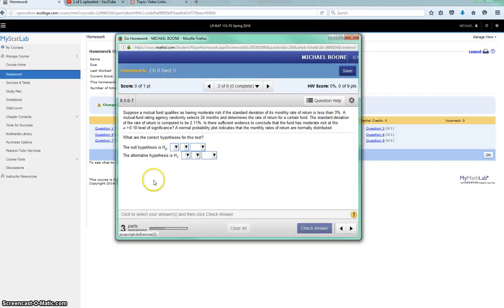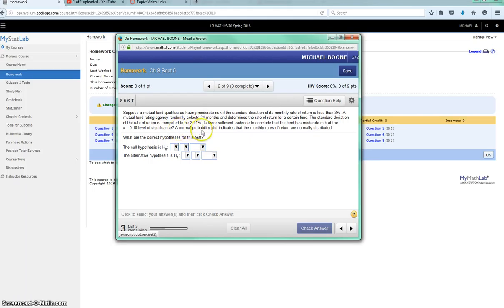Alright, so in section 5, we're going back to looking at the standard deviation and variance, trying to do a hypothesis test for those parameters. So suppose a mutual fund qualifies as having moderate risk if the standard deviation of its monthly rate of return is less than 3%. A mutual fund rating agency randomly selects 24 months and determines the rate of return for a certain fund. The standard deviation of the rate of return is computed to be 2.11%. Is there sufficient evidence to conclude that the fund has moderate risk at the alpha equals 0.10 level of significance?